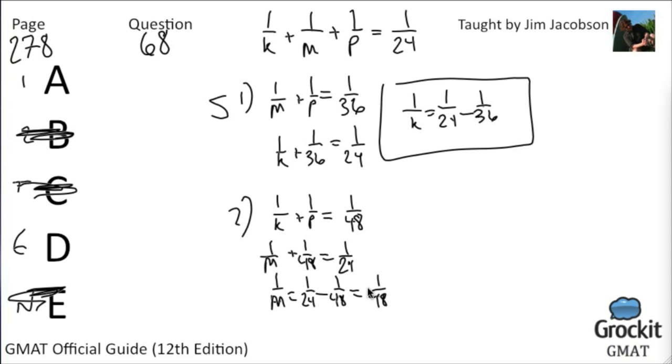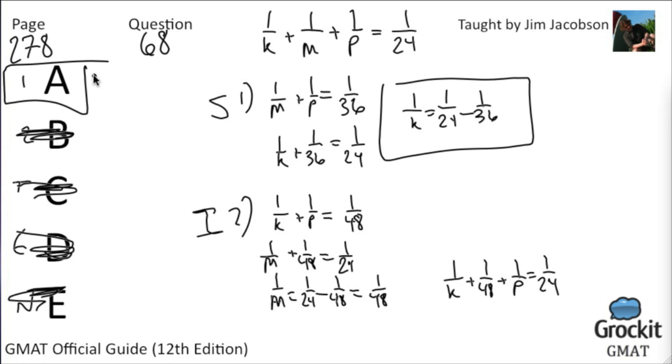But knowing that 1 over M is 1/48th still doesn't allow us to plug this back into our fraction above, because then we would still have 1 over K plus 1/48th plus 1 over P equals 1/24. We're not allowed to use what we have in statement 1, and because we still have two variables in one equation, it's not sufficient. You need two equations for two variables. So statement 2 is insufficient because it doesn't allow us to isolate machine K. So it's not D, it is in fact answer choice A.